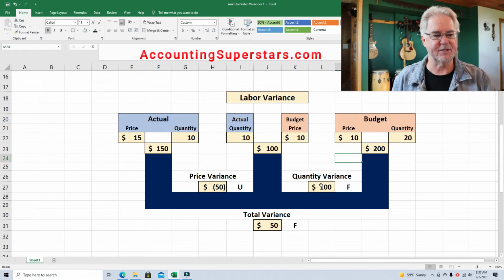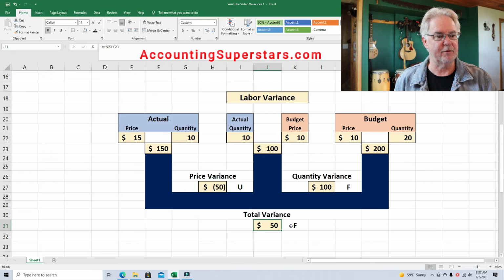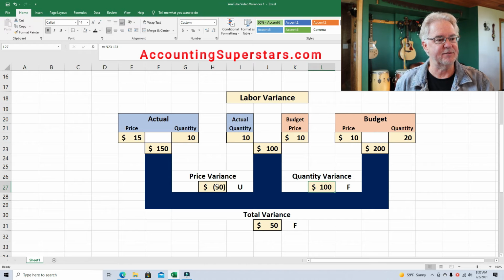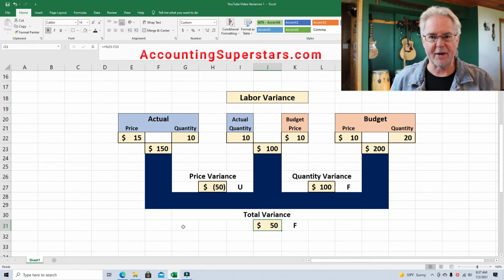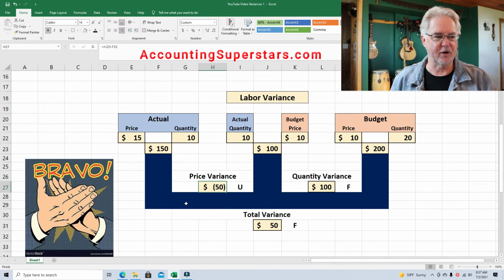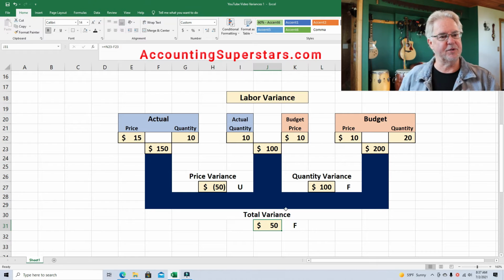We've got a quantity variance of 100, favorable, and a price variance, unfavorable, and that nets out to a $50 favorable total variance. Because the quantity variance here is 100, and the price variance is a negative 50, so it comes out to $50 total variance favorable. So overall, the job went really well. We saved 50 bucks. We did pay more for the workers than we expected, but on quantity variance, the number of hours it took them, they saved a lot of time. So overall, this turned out really well.